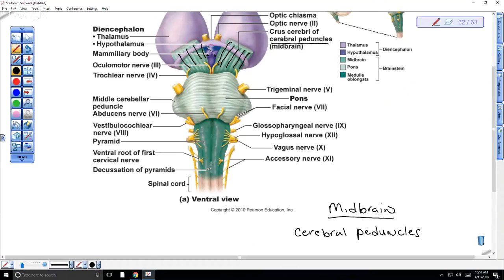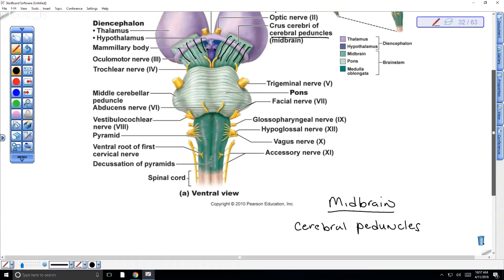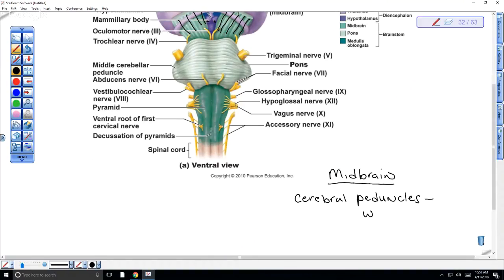And these are actually white matter. So this is part of those corticospinal tracts. Right? So this is motor coordination, motor control of the skeletal muscle. It has to come down through the midbrain before it goes into the spinal cord.